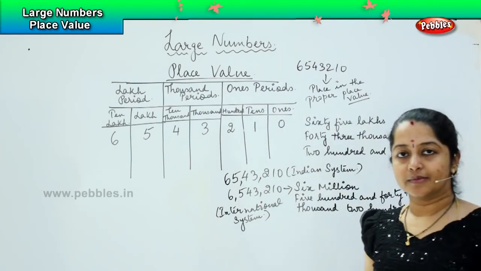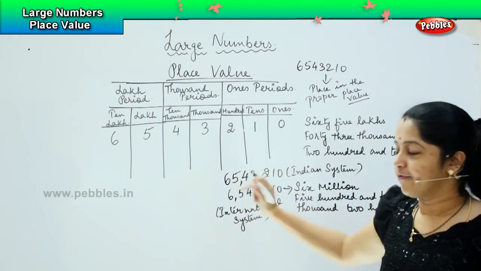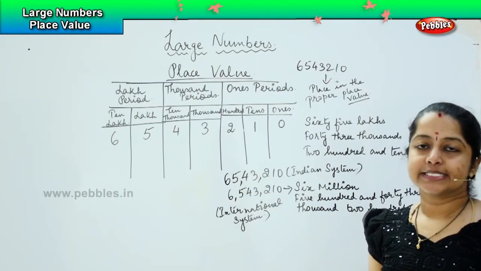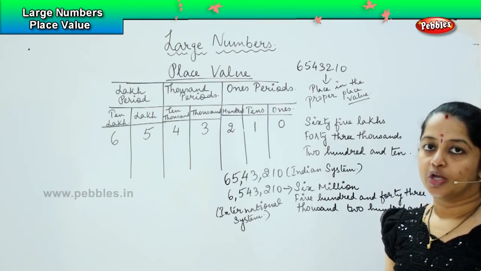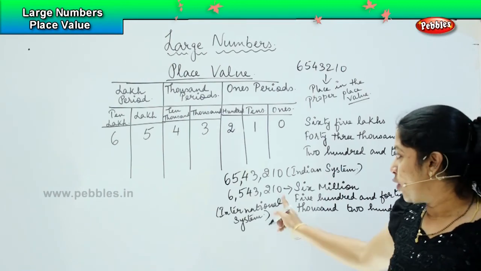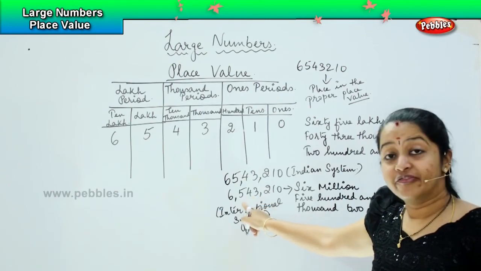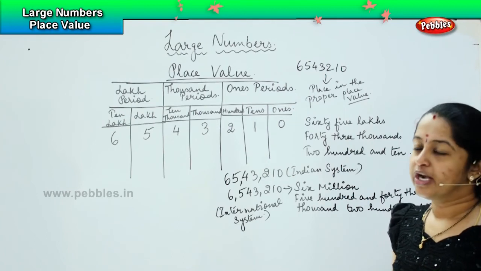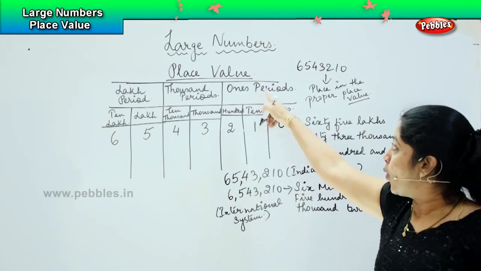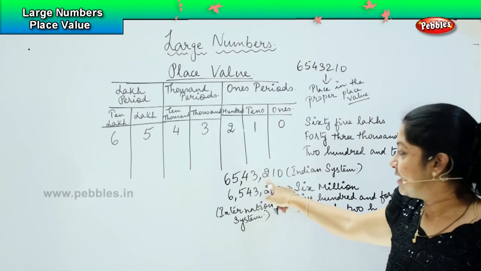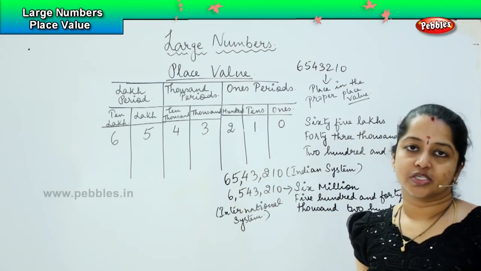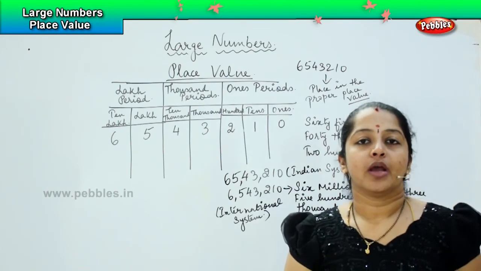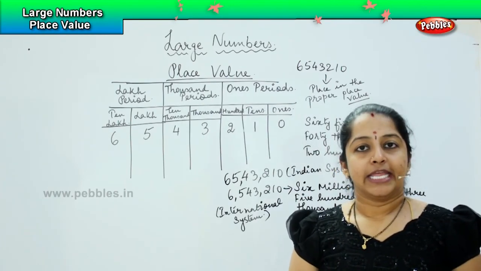So are you clear with the terms, children? It is just on the basis of comma alone that we are identifying whether the given number is in the Indian system or in the international system. So what you have to keep in mind is, whenever you see a comma after every 3 digits, it is clear that it is an international system. Because for Indian system, only for the ones period we have 3 digits. After that, it is followed by only 2 digits. Clear? So based on these concepts, now we are going to solve our sums in this unit.